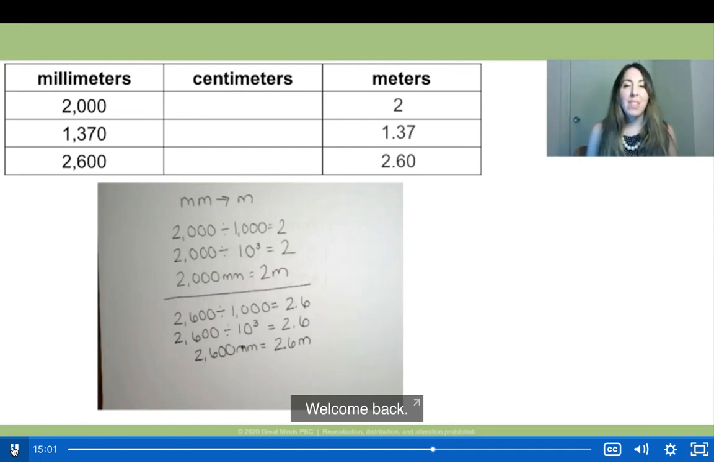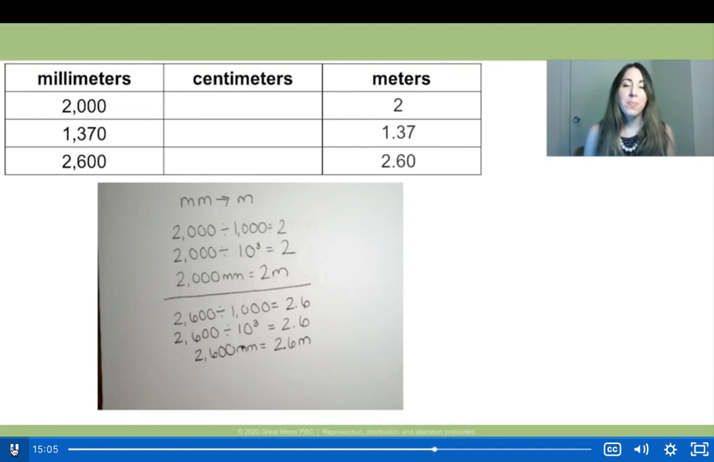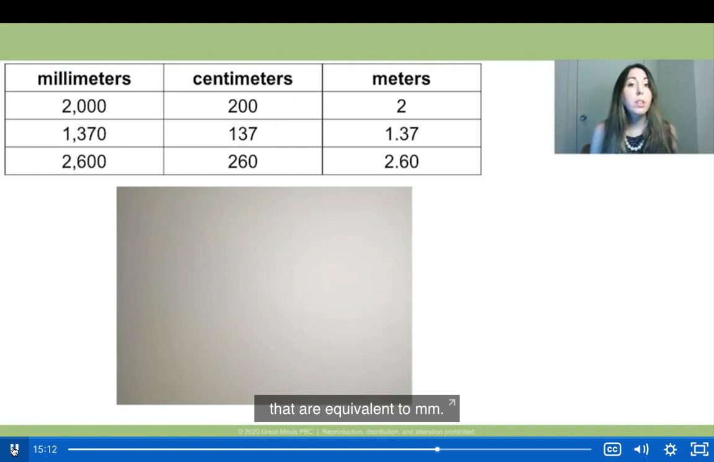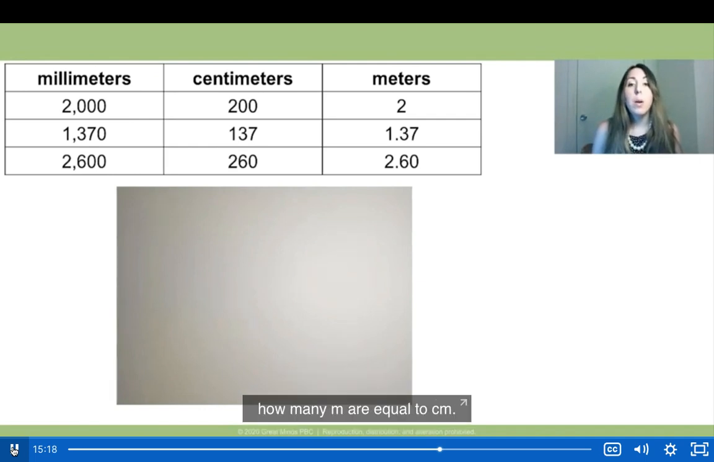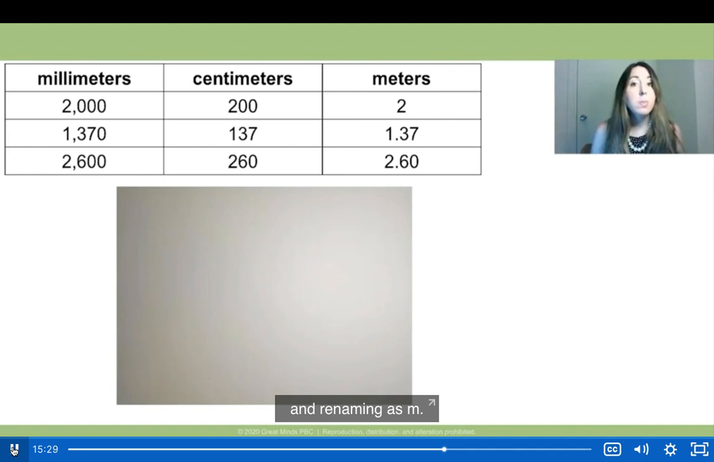Welcome back. Take a moment to compare your work to mine. Now, we have already determined the number of meters that are equivalent to millimeters. Let's practice showing our thinking to prove how many meters are equal to centimeters. So this time we're going to imagine ourselves starting with centimeters and renaming as meters.